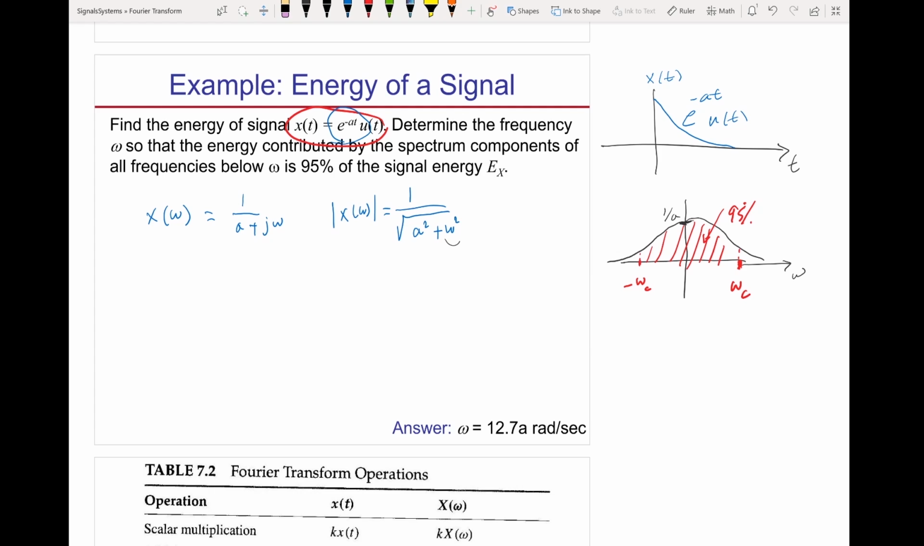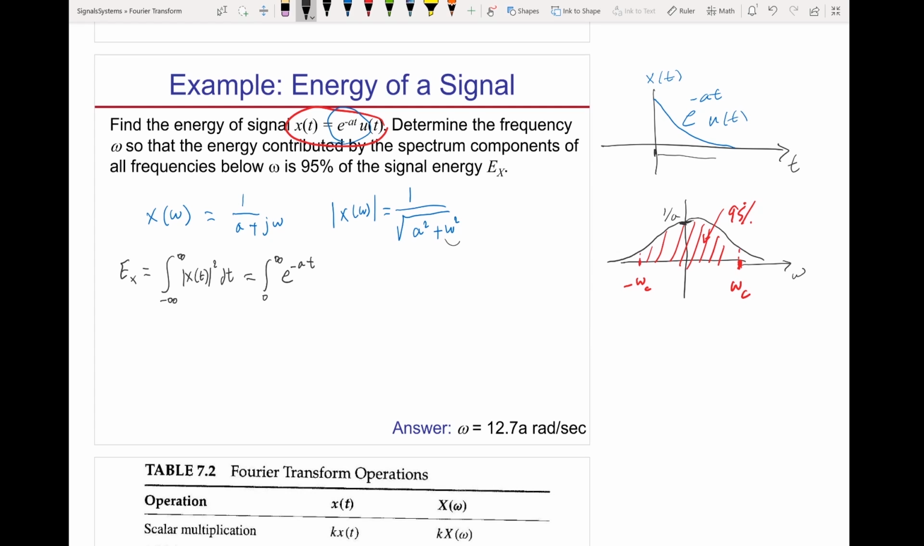Well, let's find the total energy first. The total energy of the signal is easy to find in the time domain. It's from minus infinity to infinity. The signal in the time domain exists from 0 all the way to infinity, so that will be the integral from 0 to infinity. And this signal is just e to the minus a t. It's not complex, so the magnitude is the same.